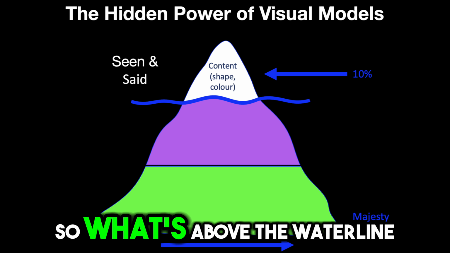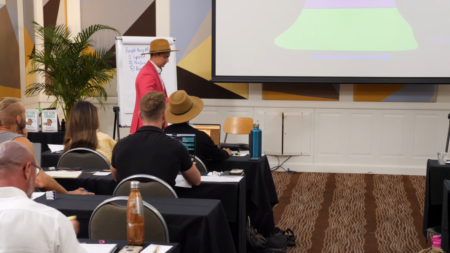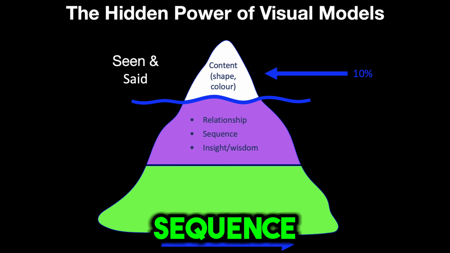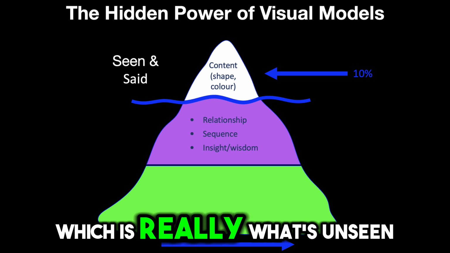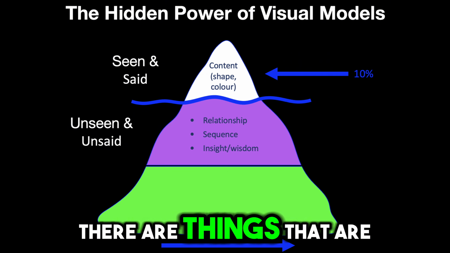So, what's above the waterline is what is seen and what is said. We've already started to talk about some of the things which are below the surface, which is the relationship, the sequence, and the insights and wisdom, which is really what's unseen and unsaid. Even in this model, there are things that are unseen and unsaid.